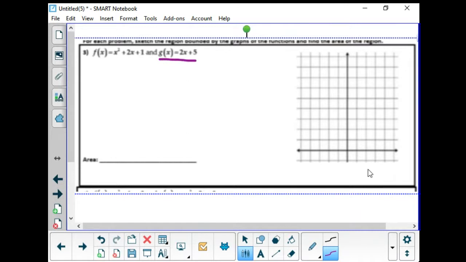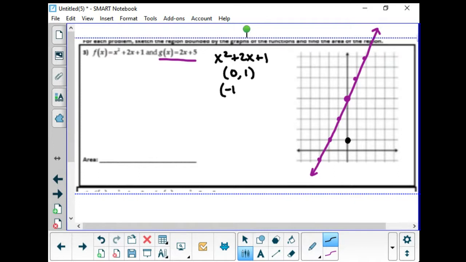The line has a y-intercept of 5, up 2 over 1, up 2 over 1, down 2 over 1, down 2 over 1. All right. So there's the line. For x squared plus 2x plus 1, 0, 1 is definitely a point. I also happen to know that -1, 0 happens to be a point.